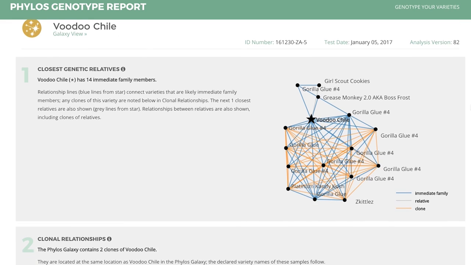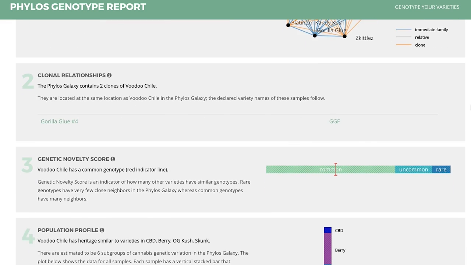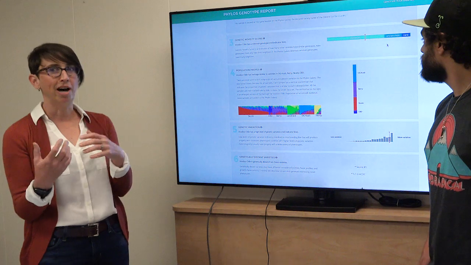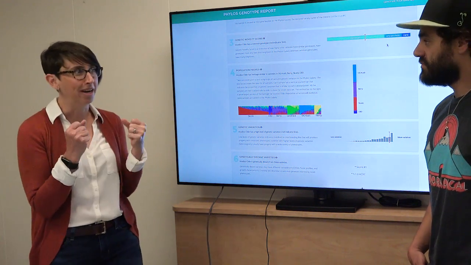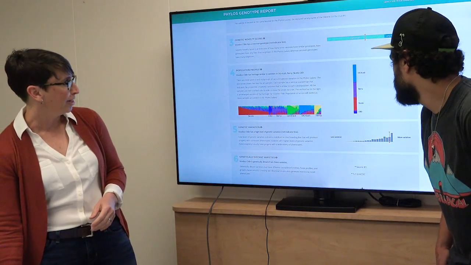And then we tell you a little bit about the genetic novelty. So this is really just telling you how many neighbors you have on the galaxy. Are you out there by yourself? Are you unique? Are you in a cluster of a whole bunch of different varieties? And so that gives you a little information there.